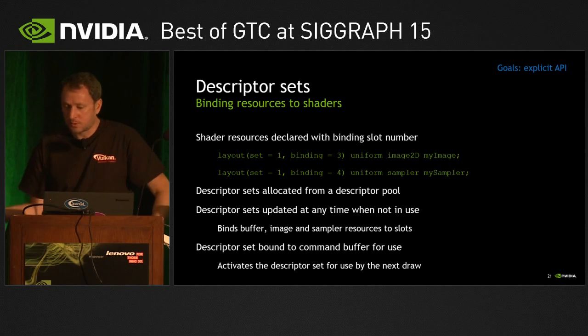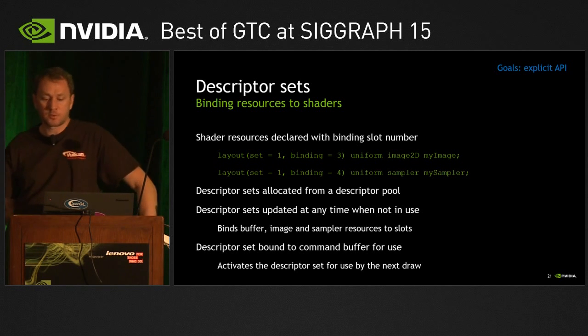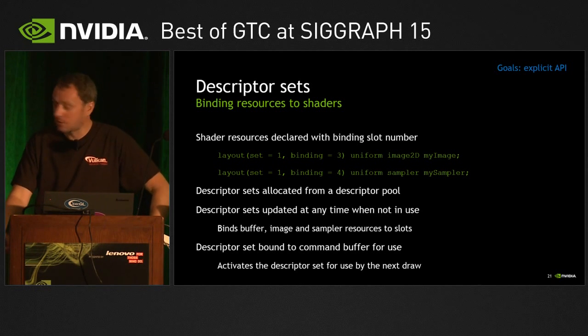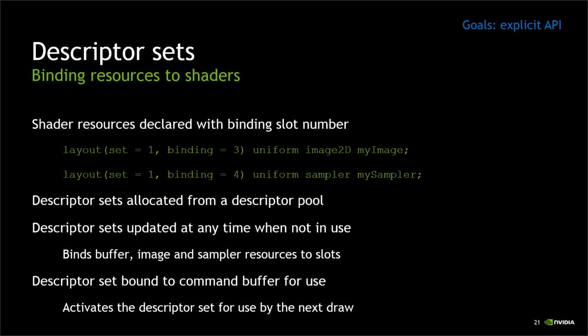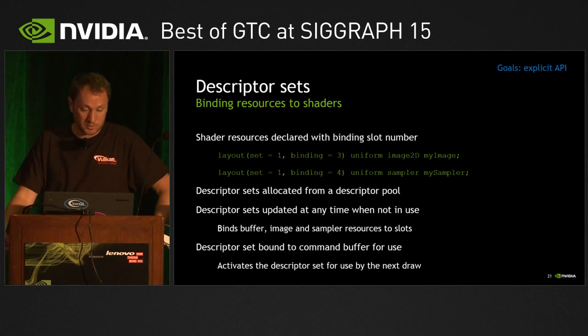So we have resources. Somehow we need to tie those resources into the shader, so the shader uses the resources. Here's an example of what a shader might have. So here, this shader has two resources. It has an image and a sampler. And it gives binding numbers for those resources. And so somehow we need to tie a particular piece of memory with that resource that the shader is going to use. So we do that through descriptor sets.